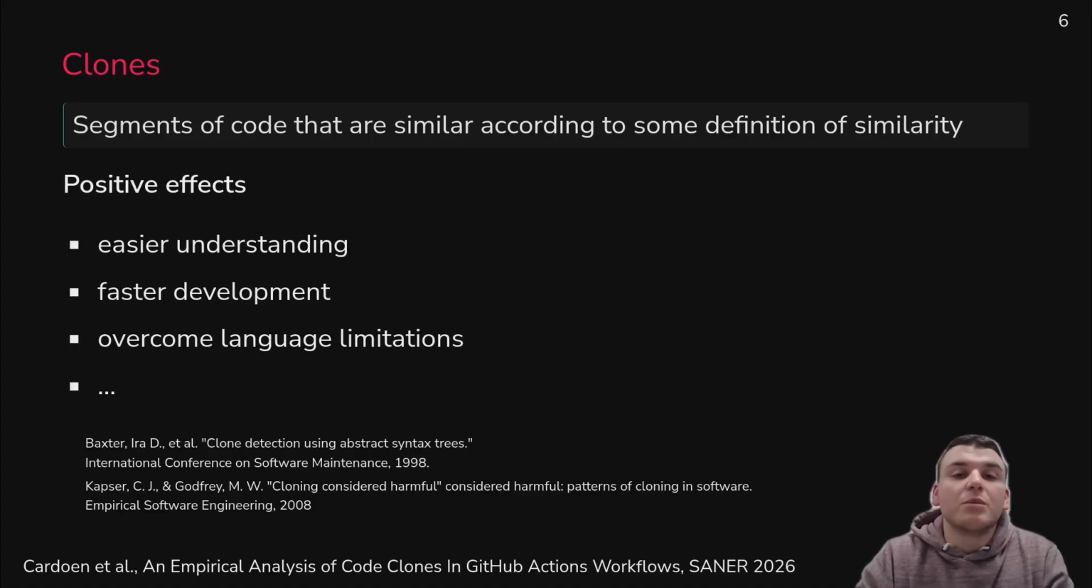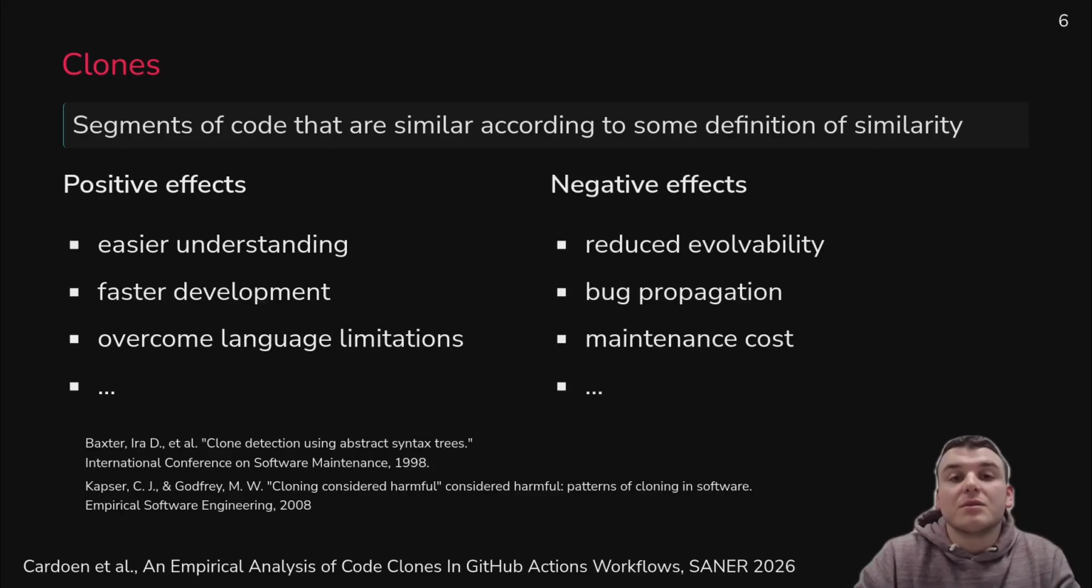Clones are known to have some positive effects, such as an easier understanding of the code, it increases development speed, and it might overcome some language limitations if the language is not expressive enough. However, it is also known to have some negative effects, such as reducing evolvability, it propagates bugs, and it leads to a higher maintenance cost.